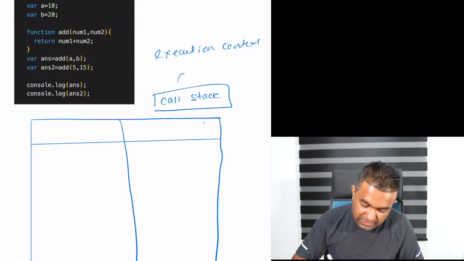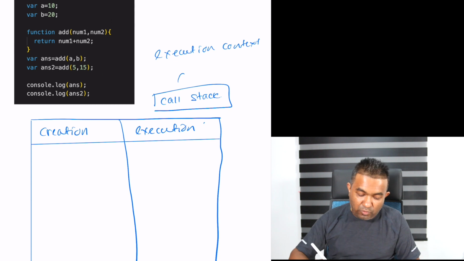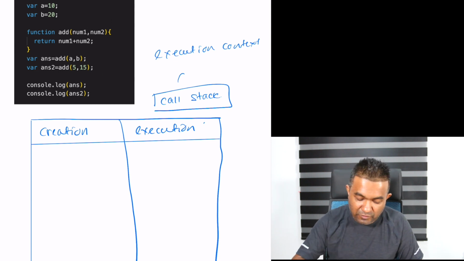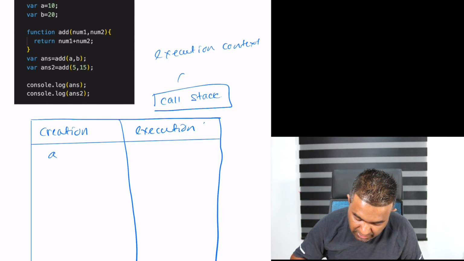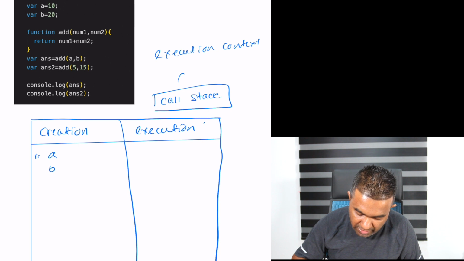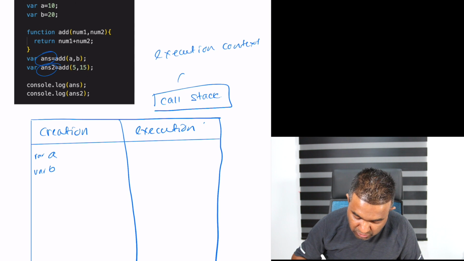So this has two phases, as I said. This is the creation phase, and this is the execution phase. What the creation phase does is, if you take this particular program, it will create A, and it will create B. So var A, var B, and then you can see there are two other variables here, ans and ans2. So it will create those two as well.